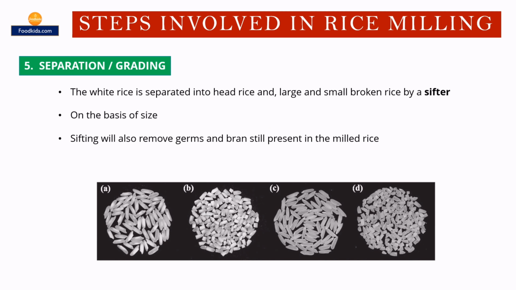Now the next step is separation or grading. After polishing, the white rice is separated into head rice, large and small broken rice, and this separation is done on the basis of size using a shifter. The shifter is made up of a series of oscillating screens through which rice passes, and through which grading of rice into head rice, large and small brokens is done. Head rice is commonly known as kernels, and shifting is also used to remove germs and bran which are still present in the milled rice.